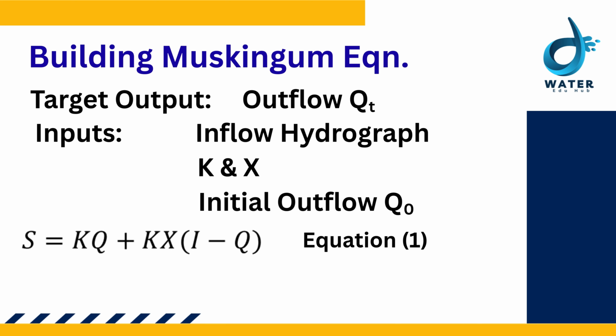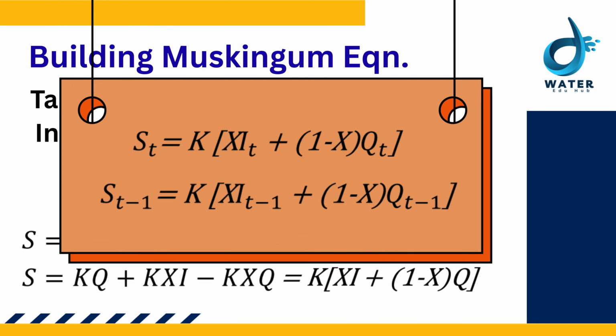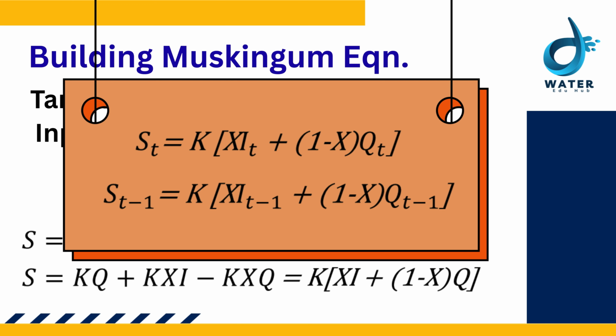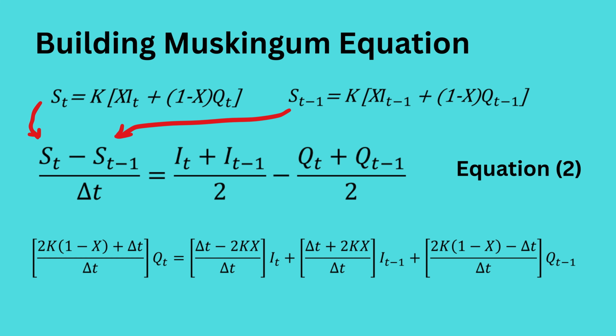First, we rearrange equation 1 to this form. Using this, we can write a storage expression for the two time steps t and t minus 1, like this. Now let's replace St and St minus 1 in equation 2. Since Qt is the target output, we will bring all Qt terms to the left side and all other variables to the right side of the equation. This gives us Qt as a function of other parameters.